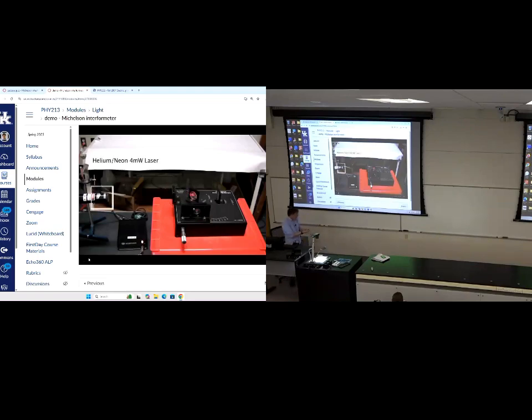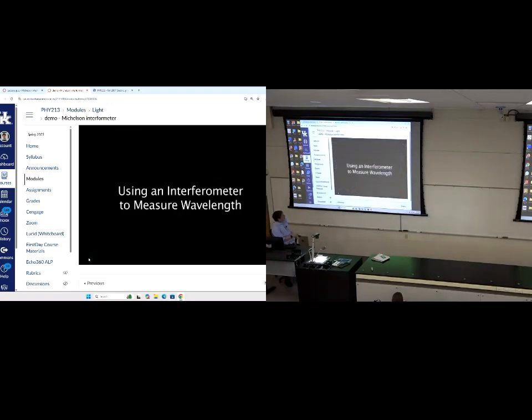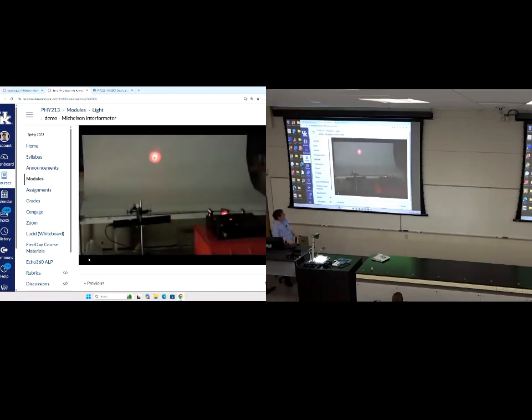So in this case, there's a laser, a helium laser. It's over there on the left. That is the source of the light. I think we're going to measure the wavelength of that. Here's the splitter. We've just seen these two mirrors. One's movable. This is how you move the mirror. And now we're going to use that arrangement to measure the wavelength of the helium laser light.